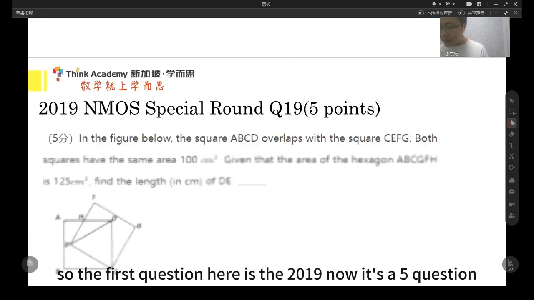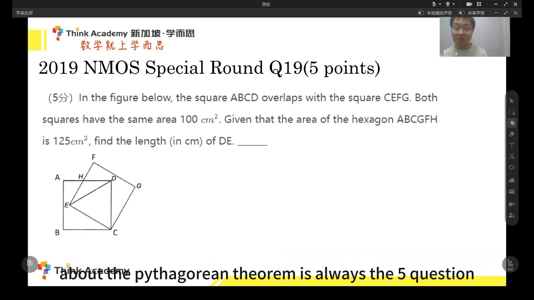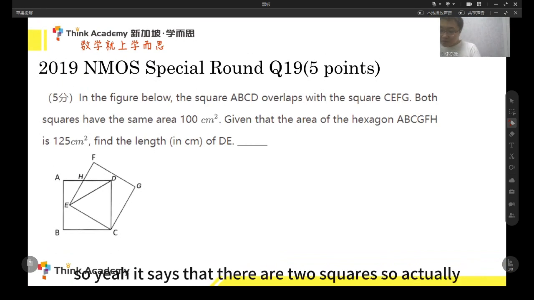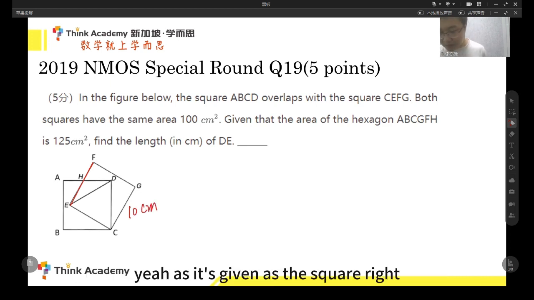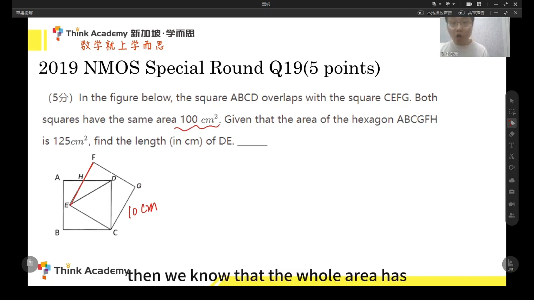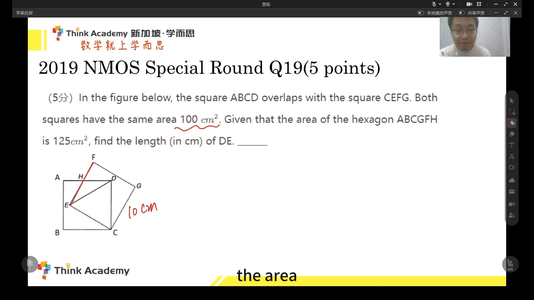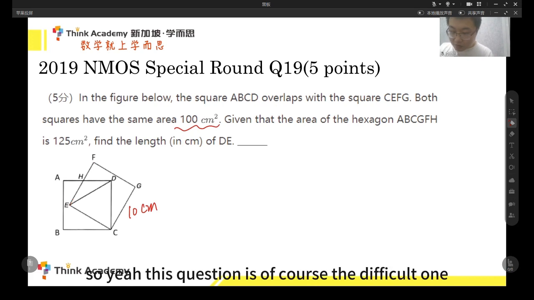So the first question here is from 2019. It's a 5-point question. A question about the Pythagorean theorem is always a 5-point question, right? So it says that there are two triangles. Actually, two squares with the same side length, which is 10 centimeters, as it's given as the square, right? And then we know that the whole area is 125. We need to find the length of DE here. So this question is, of course, a difficult one.